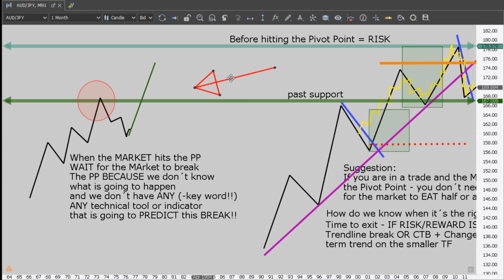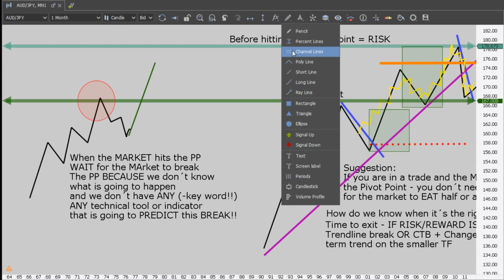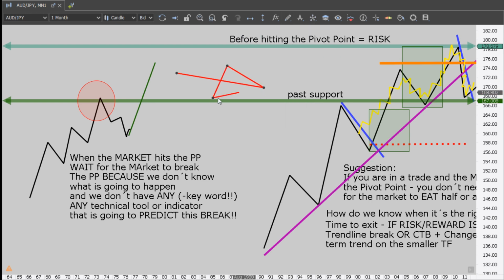Okay? Because if you are going to enter in here, let's change the direction of the arrow, and you are going to win, and you have a conversation with me, and I'm going to ask you, why did you enter here? How did you know that the market is going to break the pivot point?